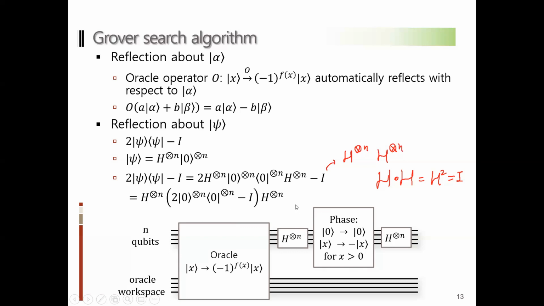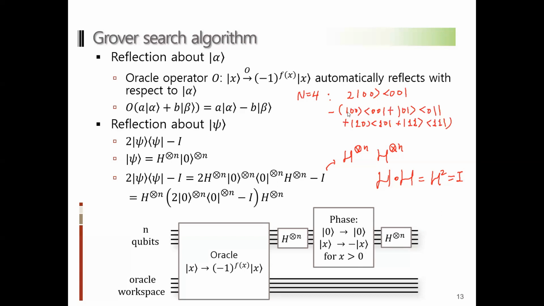Well, let me rewrite this one. If we continue to consider the example of n equals 4, then this part means 2 times |00><00|. And what about the minus identity? Where identity is |00><00| plus |01><01| plus |10><10|, and finally |11><11|.